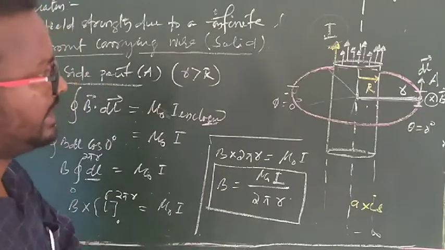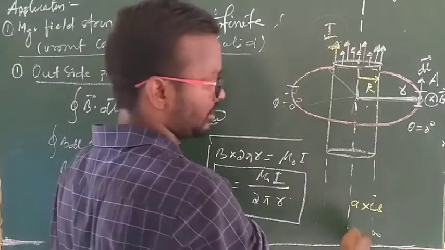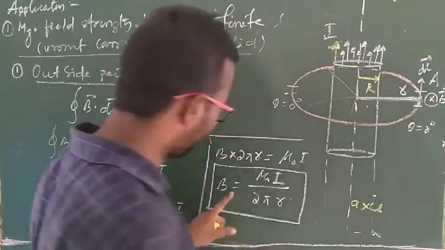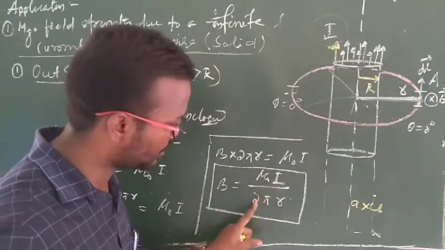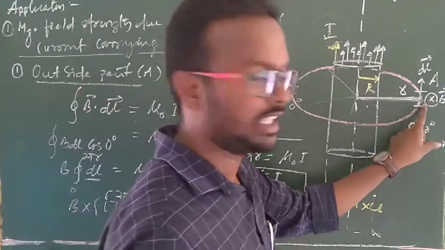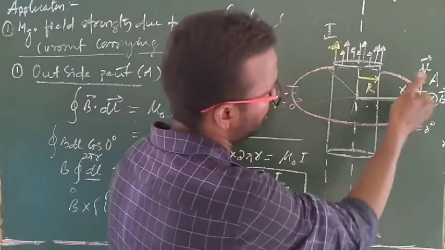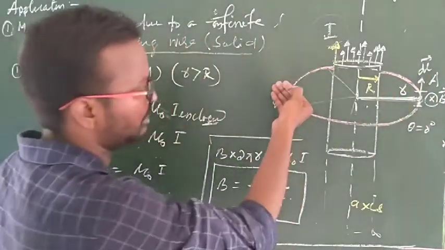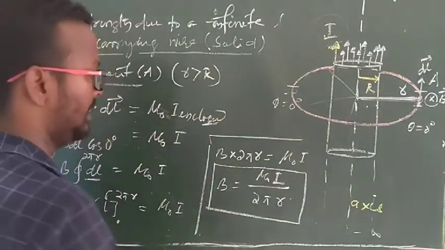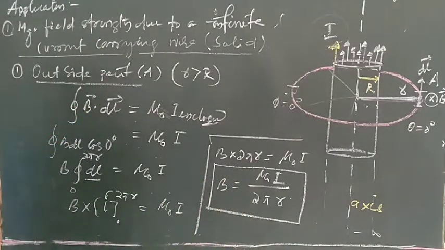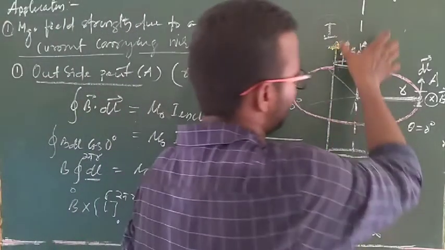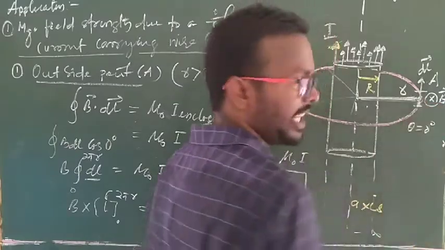Clear? Just like an infinitely long straight conductor, at this point the magnetic field B equals mu naught I by 2 pi r. This is an outside point, and at this point the magnetic field is in the inward direction, and at this one the magnetic field is in the outward direction. Clear? This is all about how to find the magnetic field strength for a solid cylinder at an outside point.